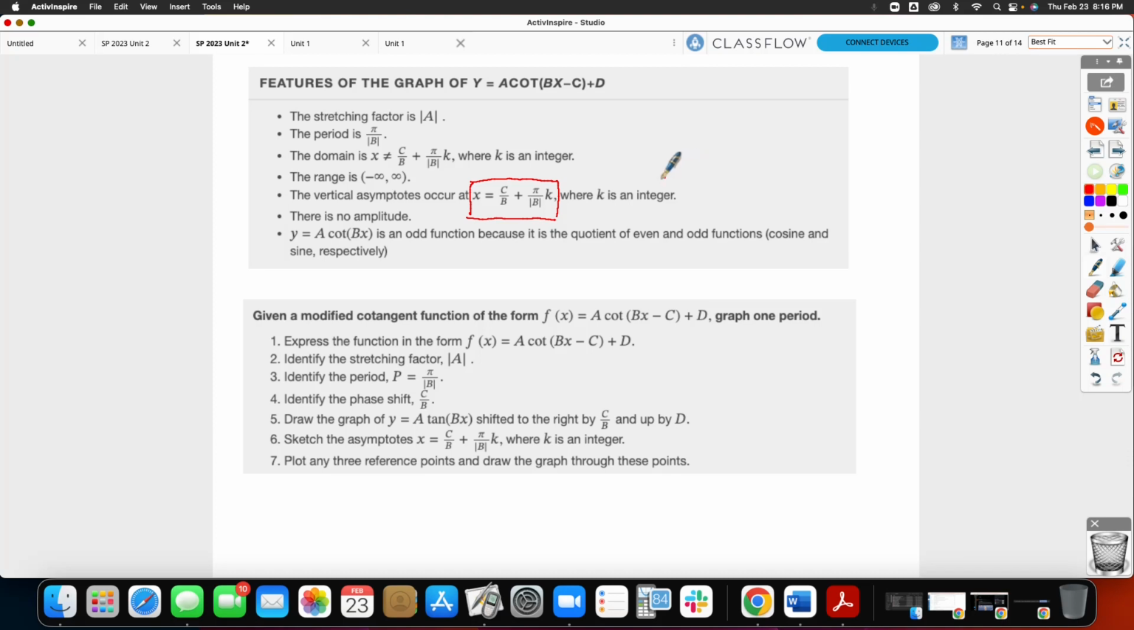For cotangent, it is pi over b times k, and k is an integer. For tangent, k is an odd integer. Not so with cotangent. It is simply an integer, so it could be 1, 2, 3, 4, and so on. And we basically have the same strategy for graphing as tangent.